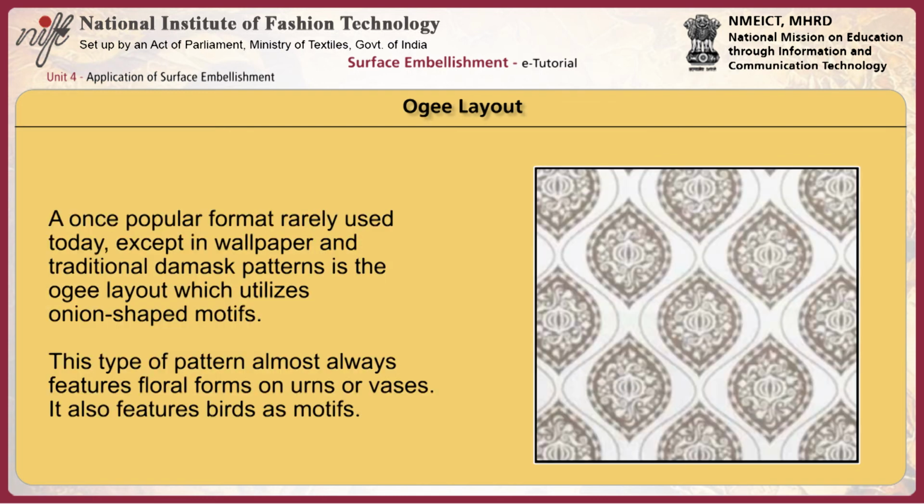A once popular format, rarely used today except in wallpapers and traditional damask patterns, is the ogee layout, which utilizes onion-shaped motifs. This type of pattern almost always features floral forms on urns or vases. It also features birds as motifs.